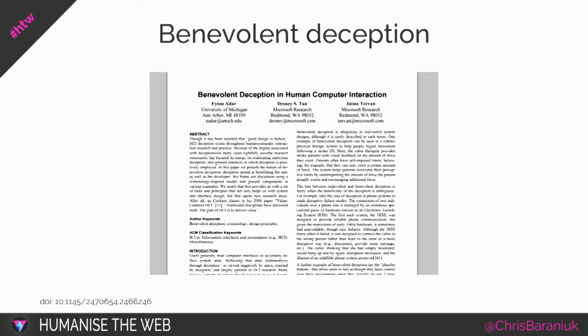This paper is very well worth reading. Eitan Adar, Benevolent Deception in Human-Computer Interaction, and his co-authors. They published this a couple of years ago. It looks at all kinds of technologies and web services which play with our expectations, play with the reality of what they're actually doing. A good example he gives is a website that is designed to fail gracefully. If you load up an article on the New York Times website, you want the text of that article. But you know that it's not just the text. It's surrounded by other modules, the comments, the advertisements, the most popular ranked articles of the day, and so on.